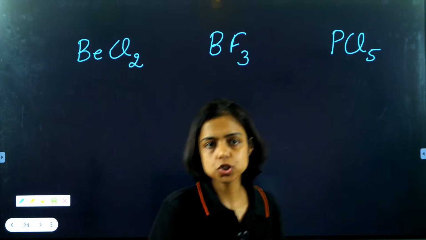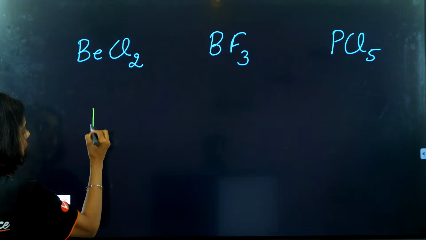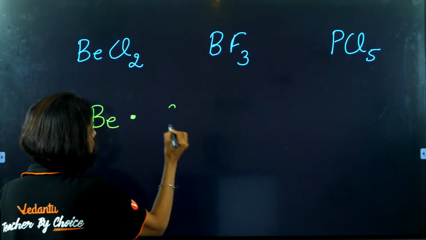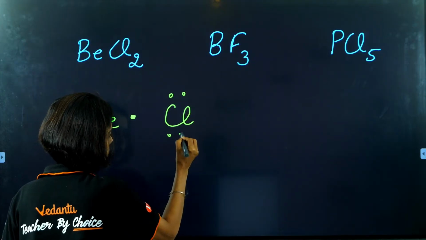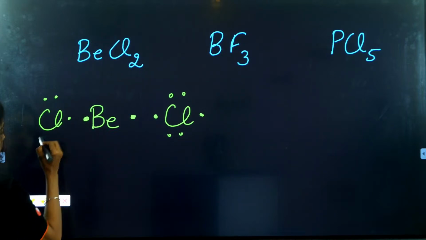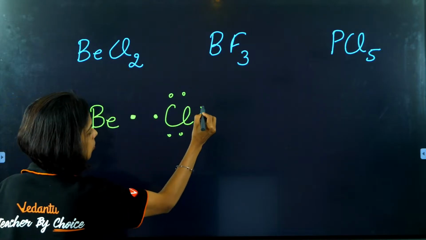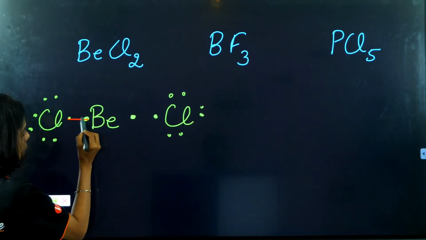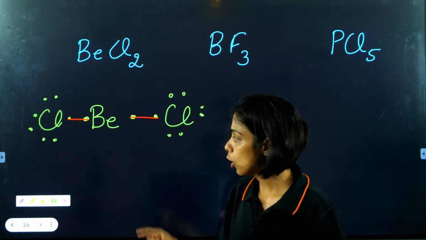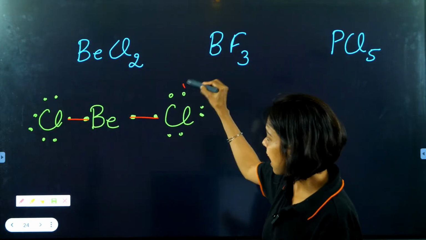Now the next question, my dear students, let's check whether they are following the octet rule or not. Beryllium has 2 valence electrons. Chlorine has 7 valence electrons, so I am putting that many dots around chlorine. Now chlorine is making a bond with beryllium. By making a bond, chlorine now has 1, 2, 3, 4, 5, 6, 7, 8 electrons. So chlorine has a complete octet.